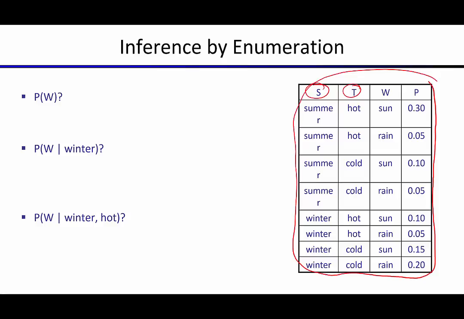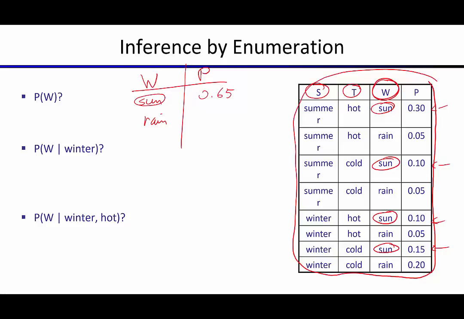So what does that mean? We're going to be interested in a table that only indexes over weather. So the table will look something like this. Weather can be sun or rain. There'll be a probability for that. For sun, we'll look at everywhere in this table where we have the consistent entry with sun. We'll sum these together. 0.15 plus 0.1 plus 0.1 plus 0.3, which gives us 0.65. And then we'll do the same thing for rain, or we know that it's the complement, we have 0.35.